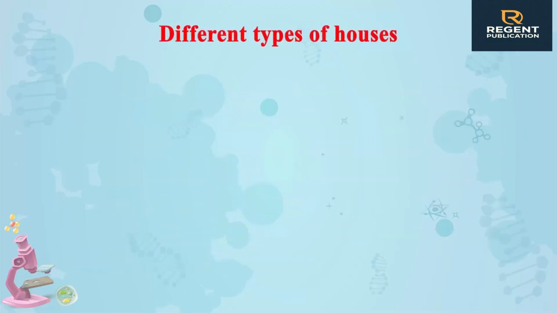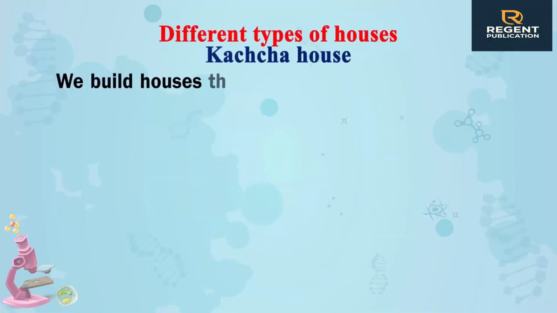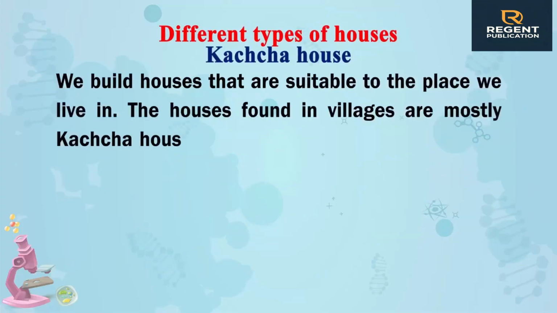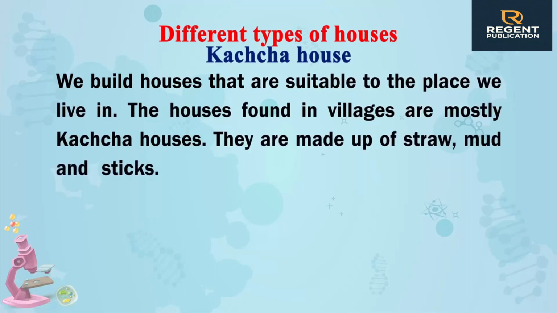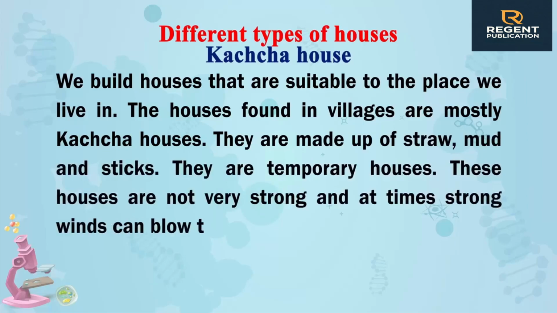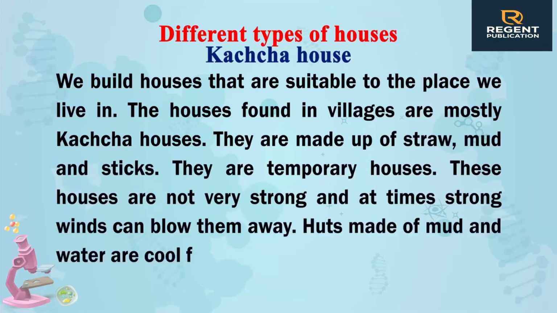Different types of houses. Kacha house. We build houses that are suitable to the place we live in. The houses found in villages are mostly kacha houses. They are made of straw, mud, and sticks. They are temporary houses. These houses are not very strong, and at times strong winds can blow them away. Huts made of mud and water are cool from inside in summer.